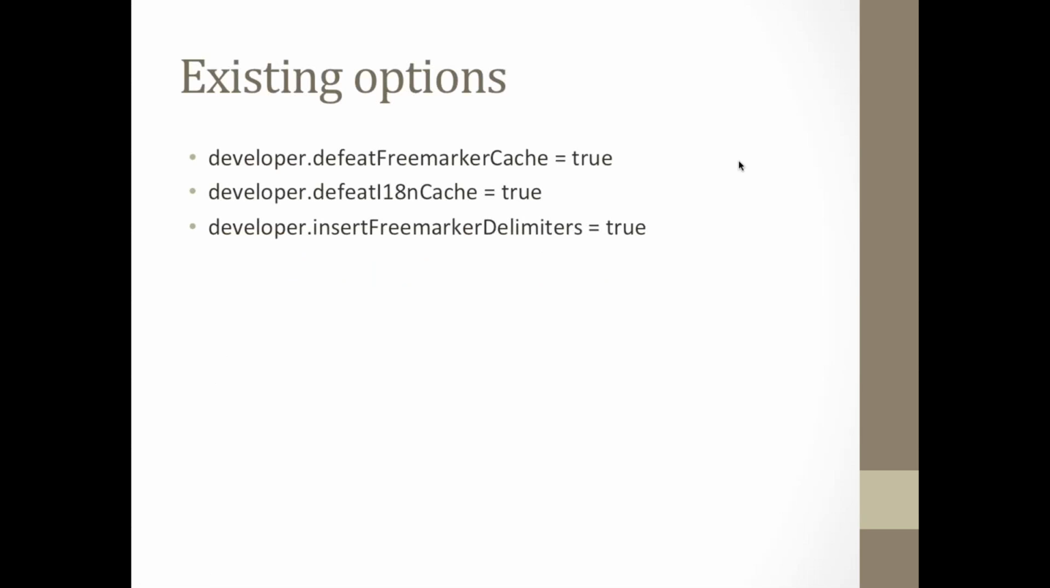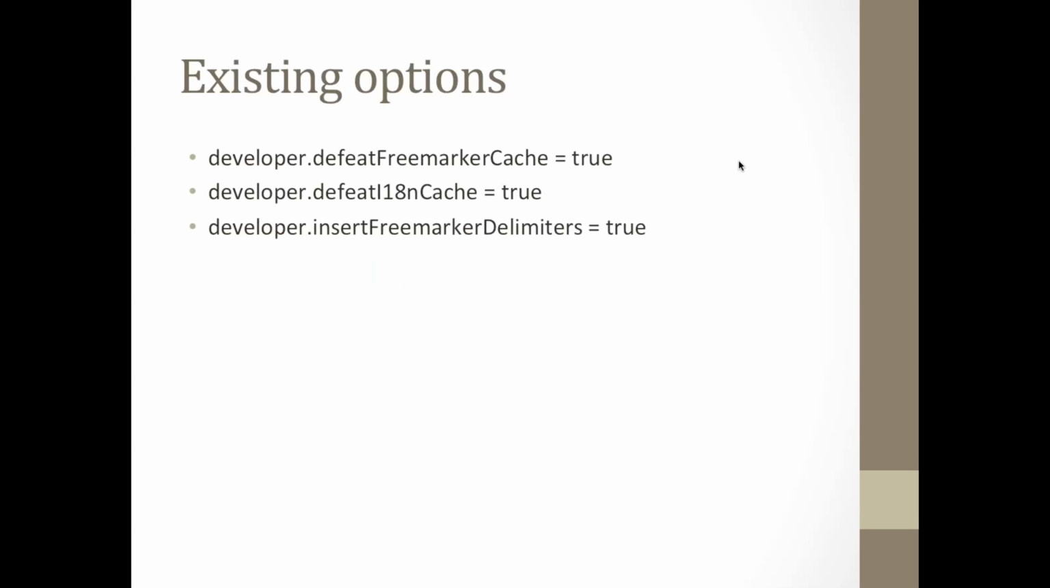So what I wanted to do, we have options built into VIVO that are useful to developers. And one that's been there for a long time is this developer.defeatFreeMarkerCache. It was actually named something else, and when it was created, it was left undocumented. There was nothing in example deploy properties about it, because the person who created it said, if you accidentally left this set, you could really slow down your production machine.